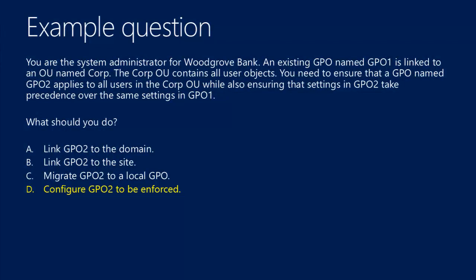Brings us to our next example question. You work at Woodgrove Bank. GPO 1 is linked to the OU named Corp. You need to link a GPO named GPO 2 to the Corp OU, and you want GPO 2 to take precedence. So we talked earlier about Enforce. That overrides pretty much everything. That's the way to do it.